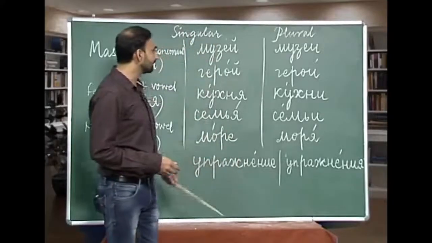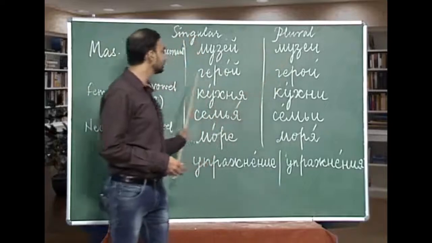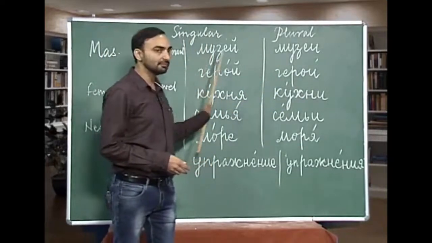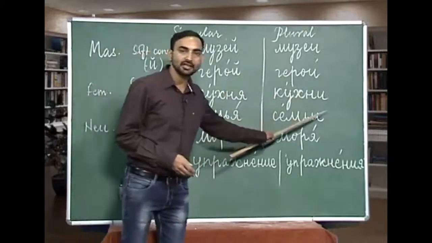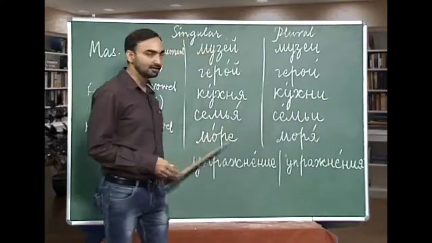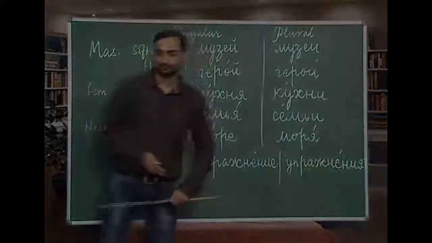Let us do it once again. Muzei, museum, muzei. Geroi, geroi. Museum, museums. Hero, heroes. Kuchnia, kuchni. Sem'ya, sem'i. More, morya. Uprazhneniye, uprazhneniya.